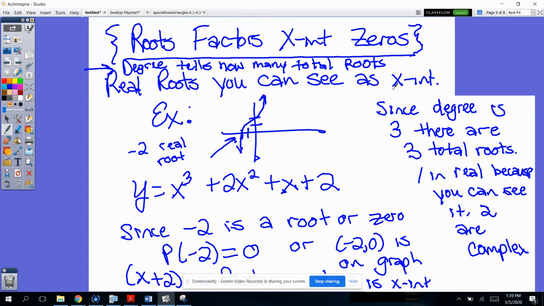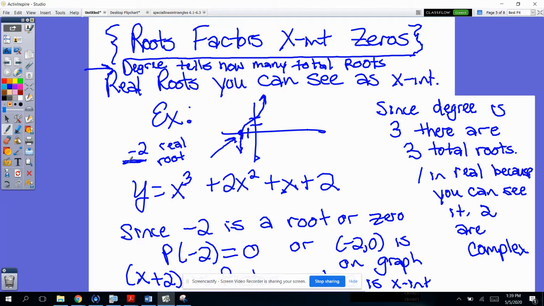Real roots you can actually see. They are x-intercepts. So in this graph here, if this is degree 3, this was from our homework the other day, there's 3 total roots, but I can only see 1 at -2. That means 2 of them have to be imaginary. And that makes sense because those come in complex conjugate pairs.